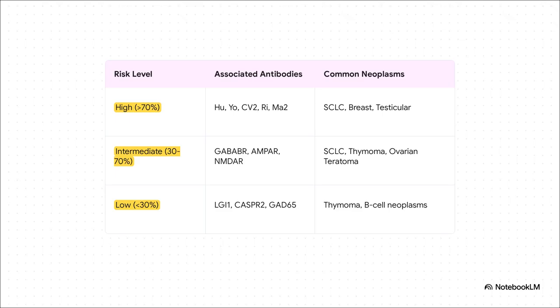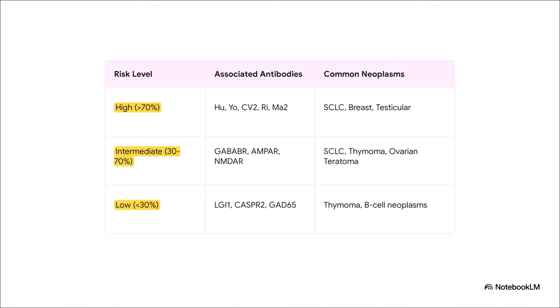Now, for that intermediate risk group, context is everything. A positive anti-NMDAR in a 20-year-old woman means you absolutely have to look for an ovarian teratoma. But that same antibody in a 60-year-old man has a much, much lower risk of being linked to cancer. And for the low-risk group like LGI1 or CASPR2, the cancer risk is less than 30%. But you still have to look for things like a thymoma.